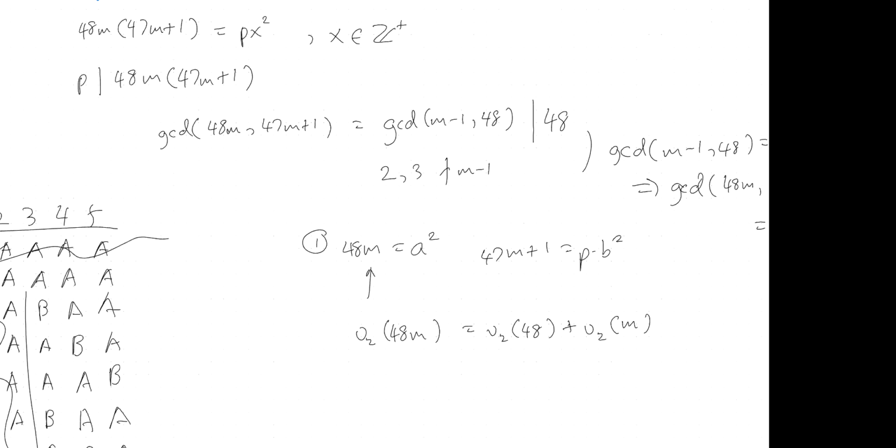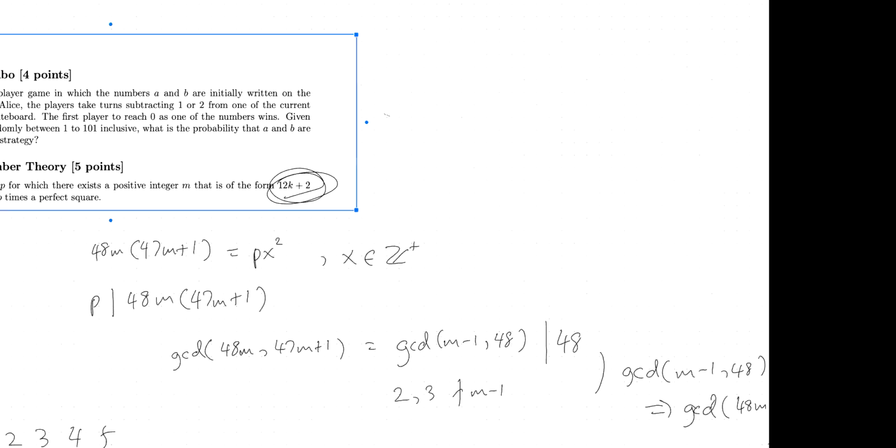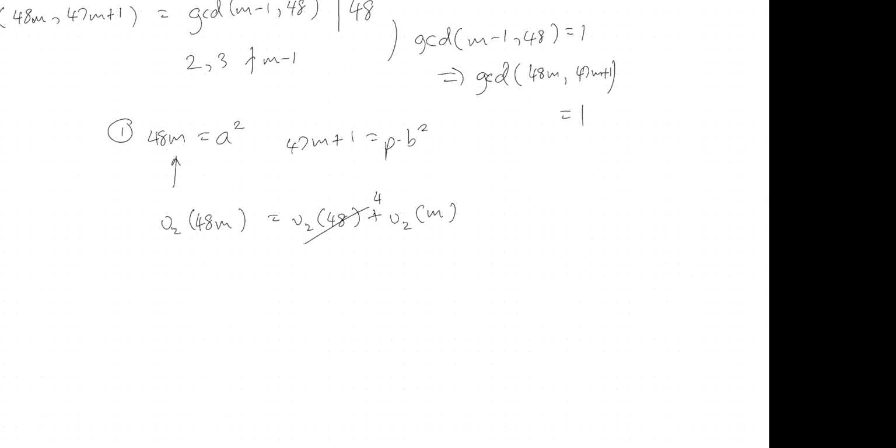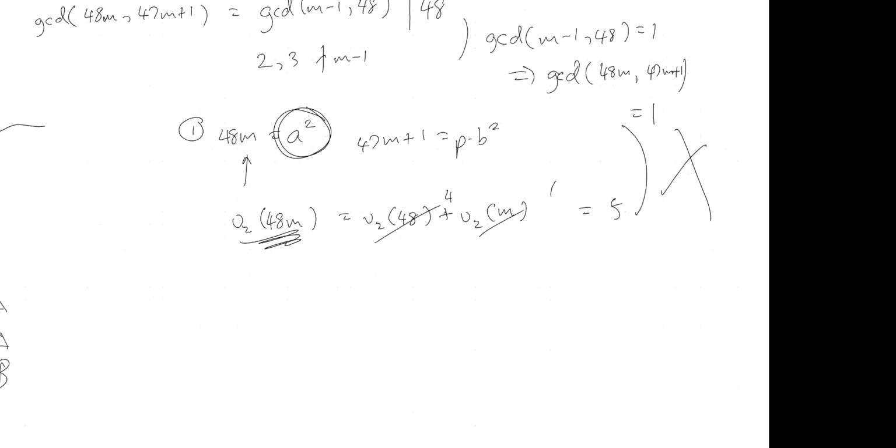This right here is 4. What about this? Remember, m is of the form 12k plus 2, which means m has a remainder of 2 mod 4, which means this is 1. Now you stand back and realize, how can this be? Is this a perfect square? The V2 of this must be an even number. So this, therefore, is not a valid case. What about the other one? The other way around.